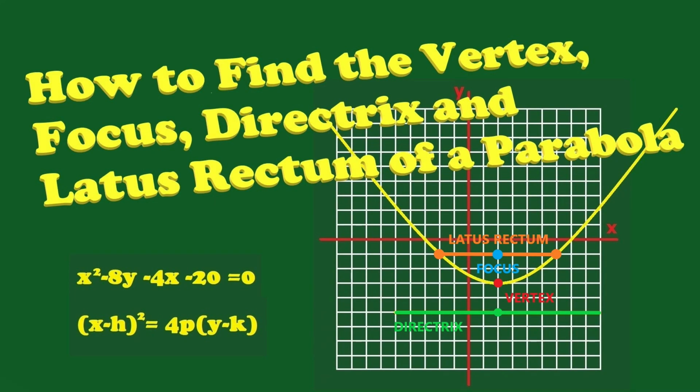In this video, we are going to find the vertex, focus, directrix and the latus rectum of a parabola. Here is an equation of a parabola in general form. The first thing to do is move -8y and the constant -20 to the right, by adding +8y and +20 to both sides. We can now cancel the following.